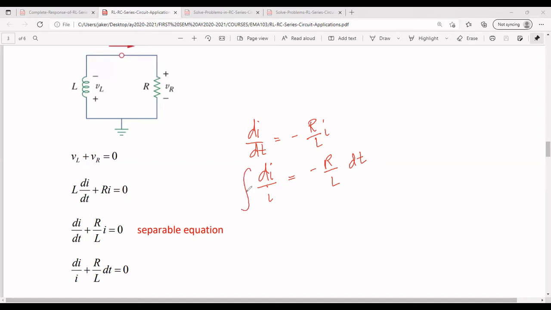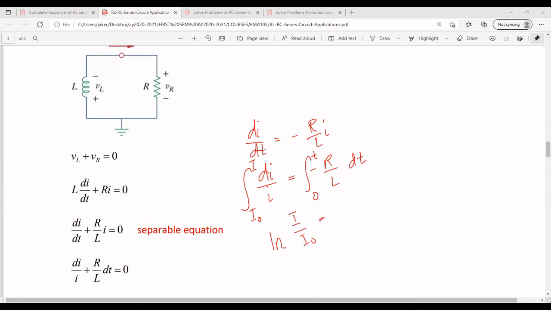If you will integrate this and supply the limits right away, so your initial current, most of the time, class, is represented as capital I sub O, and your current at any time t is I. And you will have here, of course, initial time is 0, and time at any time is t. So you will have an answer here, which is an ln. And if you supply the limits, you will have ln of I over I sub O, because the answer here actually is ln of I.